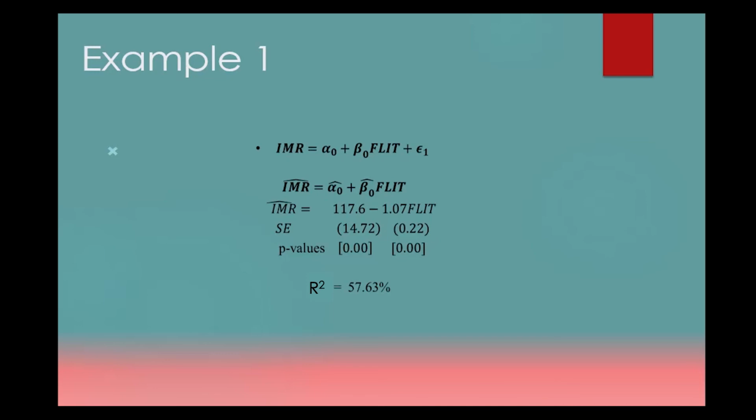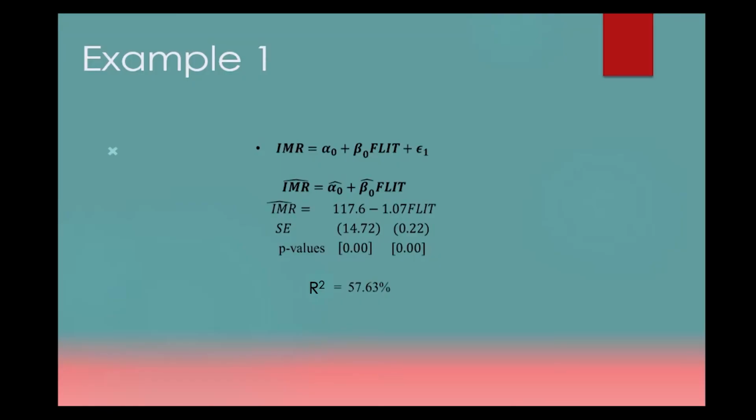Now if we refer to the estimated equation, we find that 117.6 is the estimated value of alpha 0 hat and minus 1.07 is the estimated value of beta 0 hat. To understand the estimation, the slope term is minus 1.07, which means that if there is a rise in female literacy, then the infant mortality rate will come down. This coming down of the infant mortality rate is very important in this finding. Accordingly, the standard errors are 14.72 and 0.22 respectively.